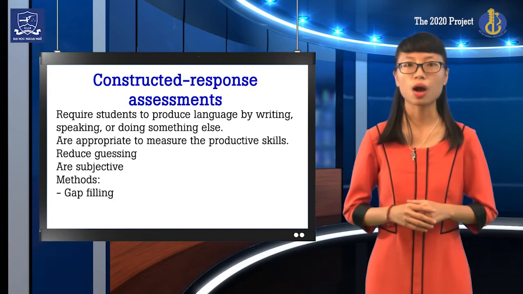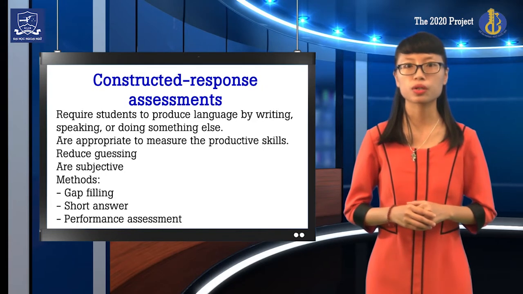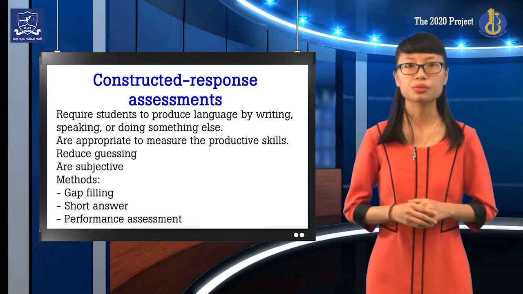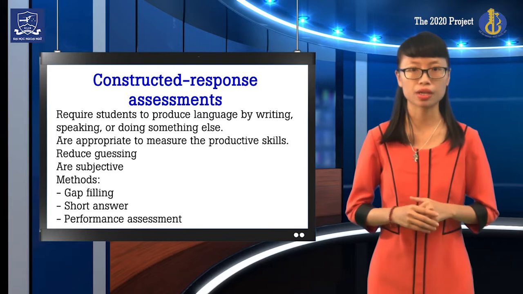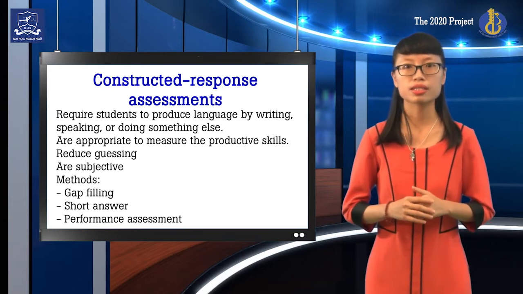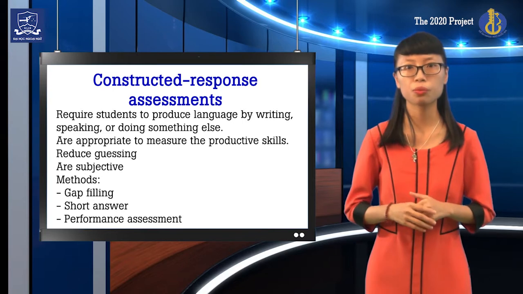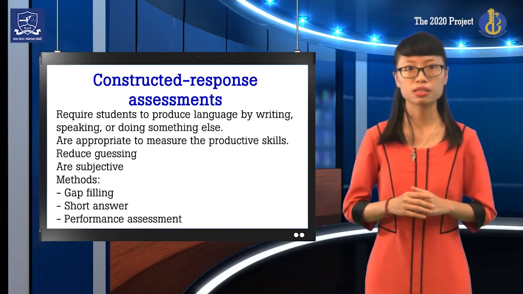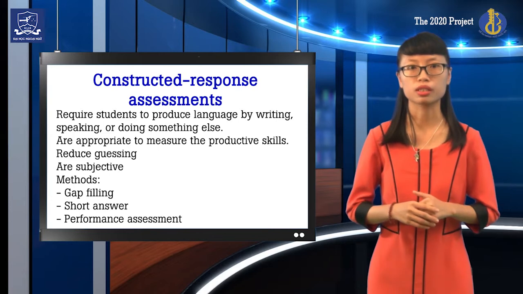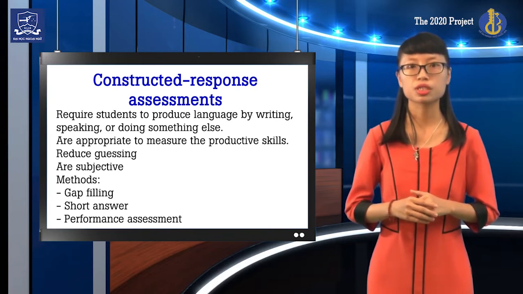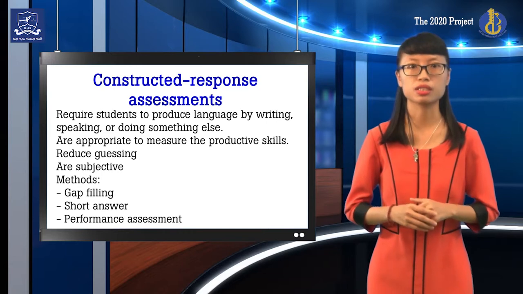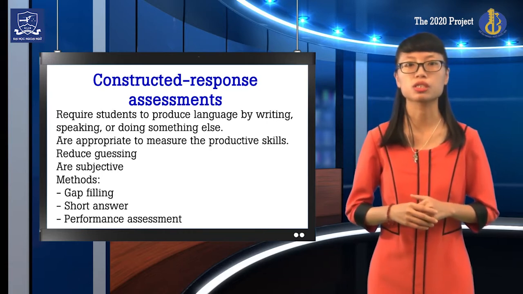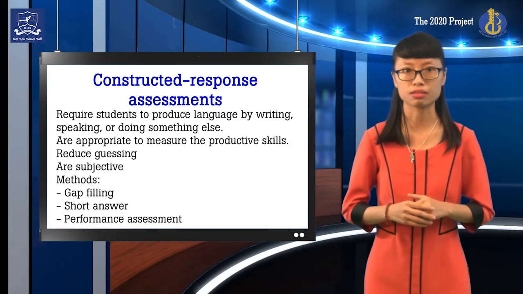And the second assessment type we mentioned is constructed response assessments, which require students to produce language by writing, speaking, or doing something else. Hence, these assessments are probably most appropriate for measuring the productive skills of speaking and writing. Moreover, constructed response items help eliminate some of the guessing factor, but they create problems of subjectivity, especially when human judgments get involved in rating the answers.